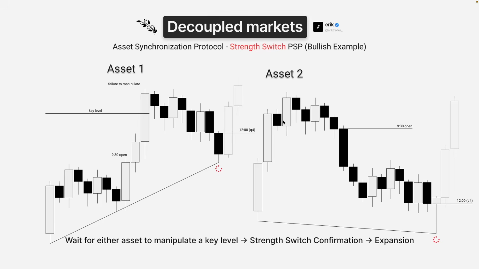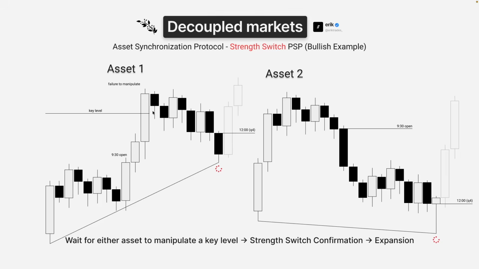Now you have a strength switch PSP. This is the exact same thing, but this time it's just strength switch in the form of a PSP. So in this case, this is 9:30. 9:30 opens up and trades higher on asset 1. On asset 2, 9:30 opens up and trades lower. Right? You see that? So because this is a bullish example, we're going to assume a bullish profile. So one asset expands higher into a key level.